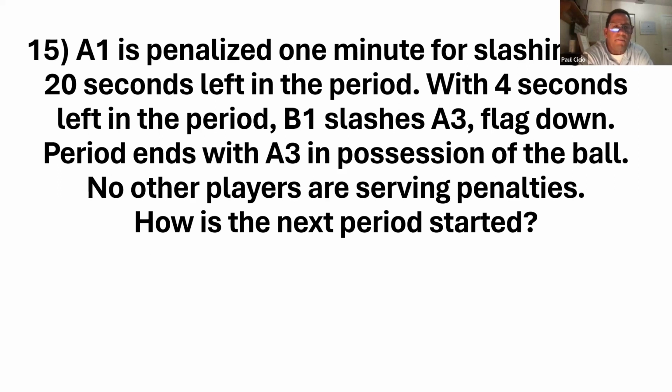15. A1 is penalized one minute for slashing with 20 seconds left in the period. With 4 seconds left in the period, B1 slashes A3, flag down. Period ends with A3 in possession of the ball. No other players are serving penalties. How is the next period started? Okay, it's going to be a face-off.